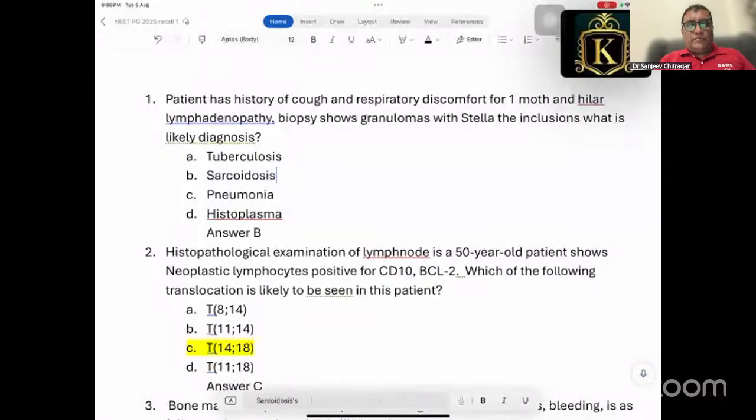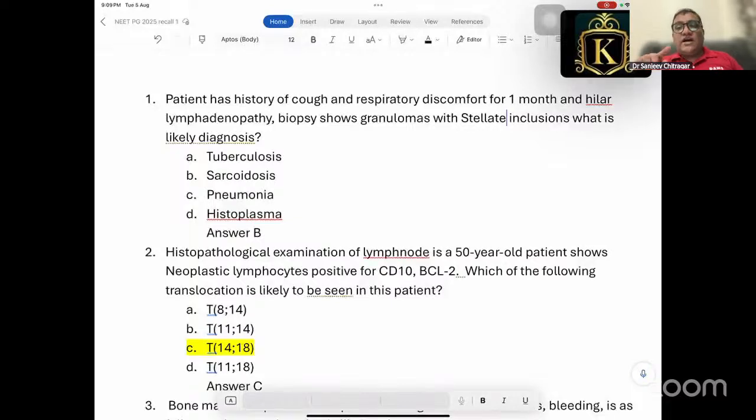Pathology: a patient has presented with a history of cough and respiratory discomfort for 1 month, and there is hilar lymphadenopathy. Biopsy shows granulomas with stellate inclusions. Stellate inclusions are nothing but star-shaped. What is the likely diagnosis?